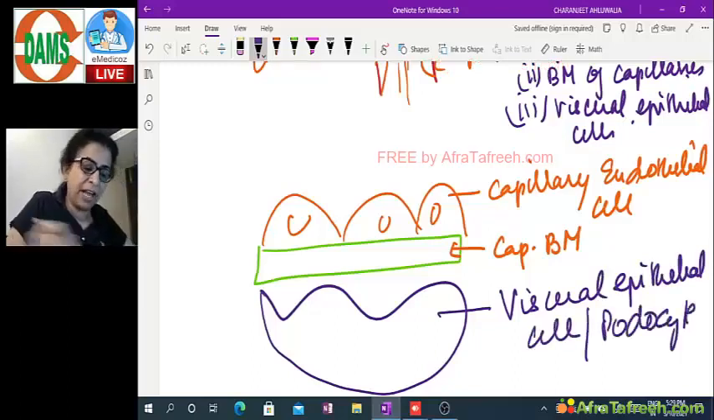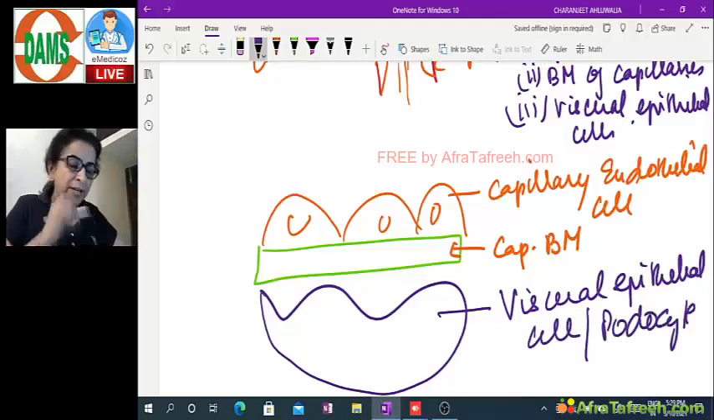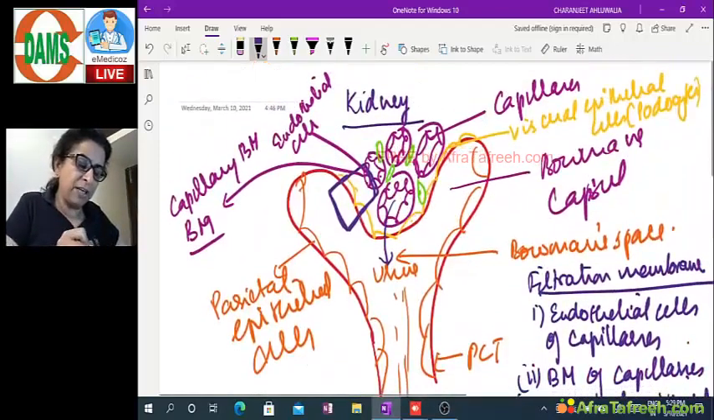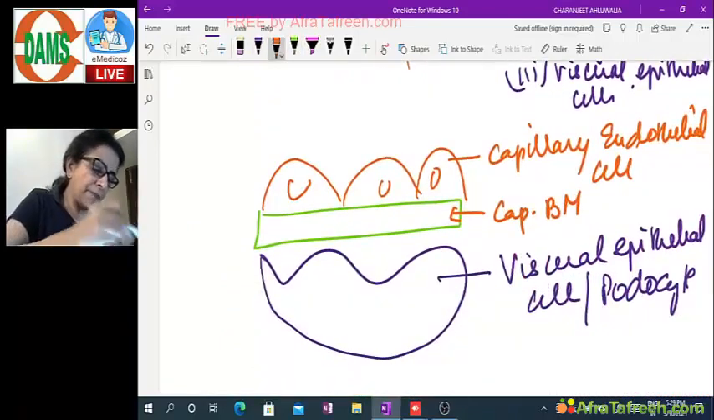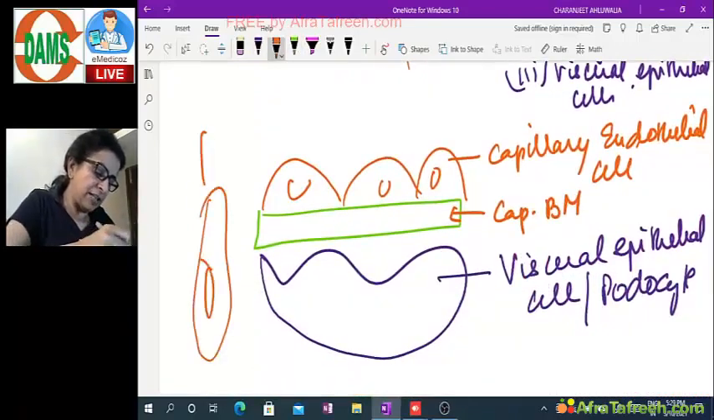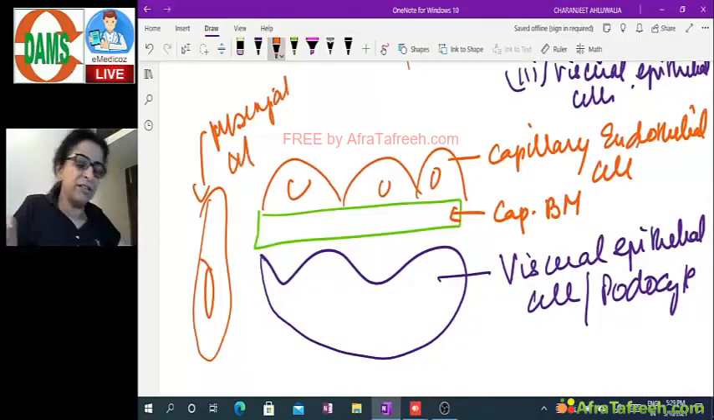So this is a diagram which I will draw many times today. This is the filtration membrane of the kidney. If you see, it is the same thing. I have drawn the endothelial cells, the capillary basement membrane and the visceral epithelial cell. And then you can see the mesangial cells outside. Here I can draw the mesangial cell. So this is the rough diagram of the kidney.